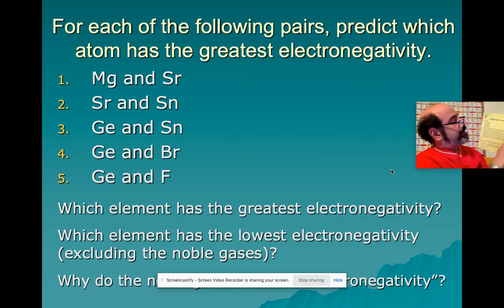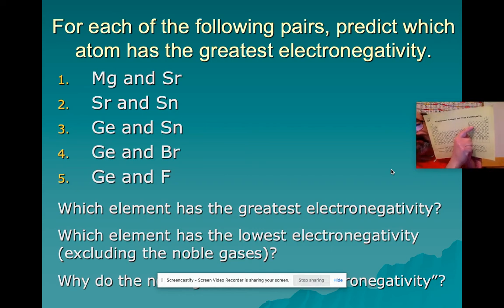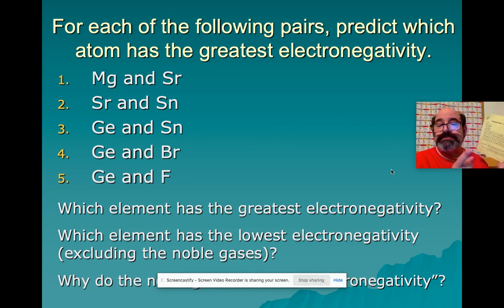Here's Ge and Sn. Up and down. What's the up and down reason? Shells shielding. Which one is the greatest? The one that's higher, the opposite of radius. Why? Shells and shielding. How about Ge and Br? That's going across. What's the across reason? Nuclear charge. Who's got the higher one? Bromine. Ge and F. Another diagonal on me, Mr. G. Yes, it is. Which one? Well, it's F. F is the biggest. Out of 4, F is 4. So F is the biggest.